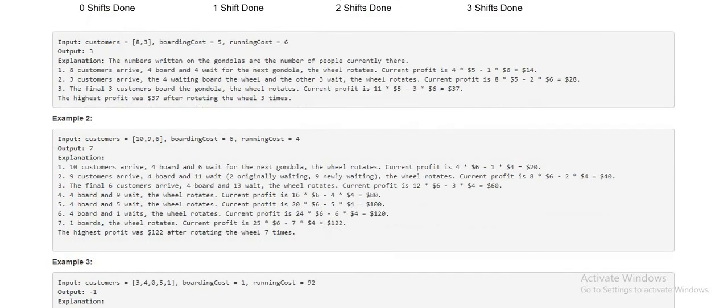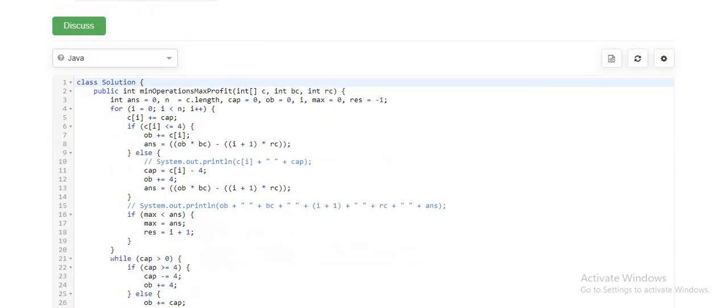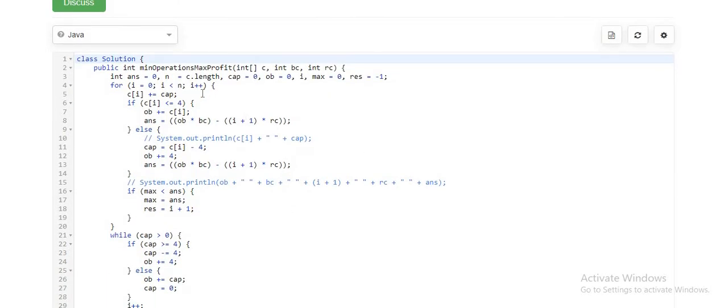So to solve this, I have used the brute force solution, and it's a linear solution. So let's take a look at the code now. So this is a function we are given, that is minimumOperationsMaxProfit.